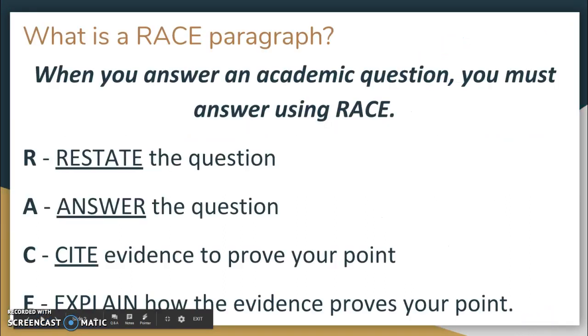First things first, let's review what a RACE paragraph is. When you answer an academic question, you have to answer using RACE or some format in RACE. RACE is just an acronym for restate the question, answer the question, cite evidence to prove your point, and explain how the evidence proves your point. These four elements need to be in your RACE paragraph, or in your answer to an academic question, in order to score highly. So always remember the acronym RACE if you want to answer your academic question well.